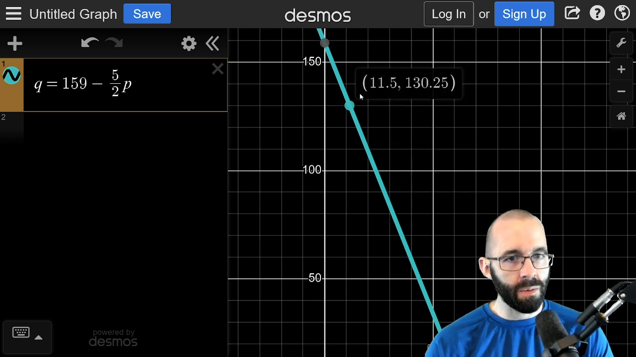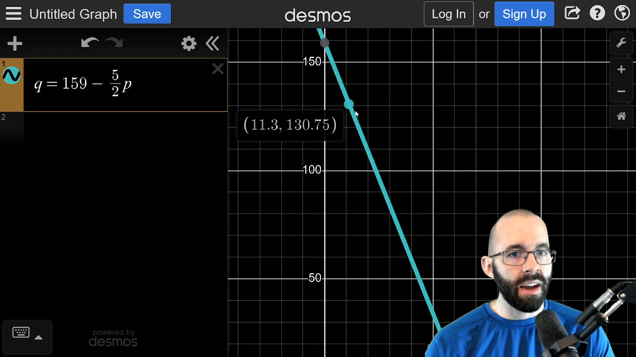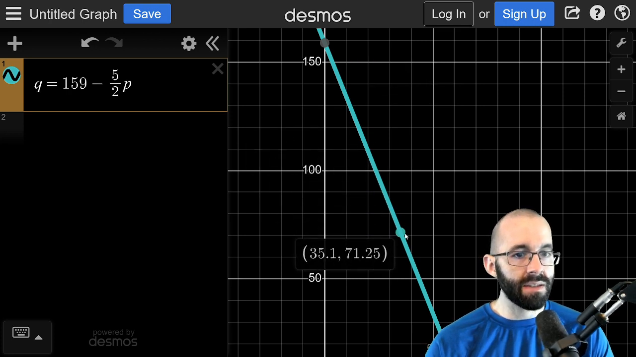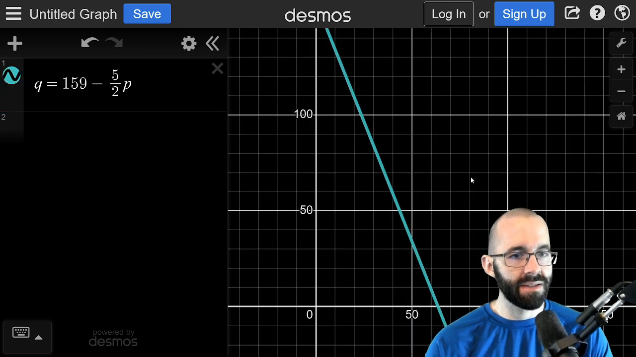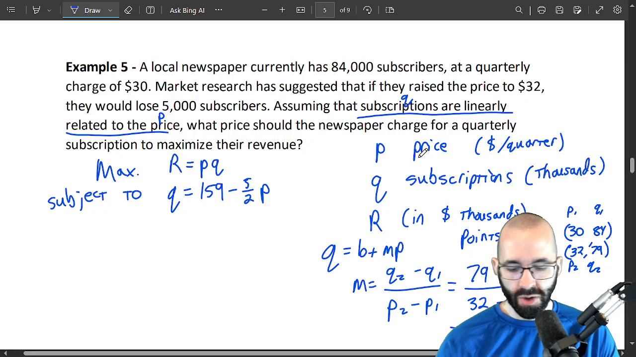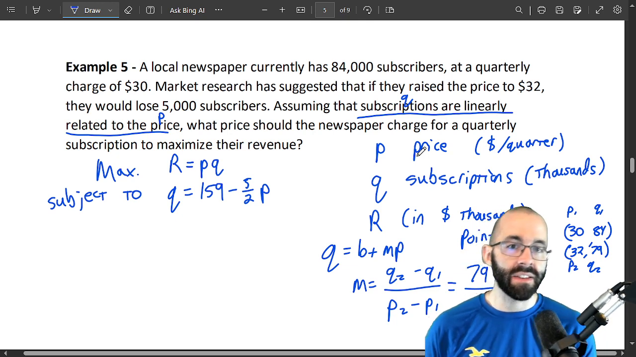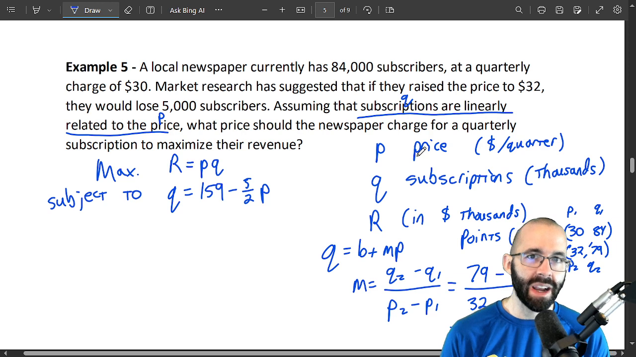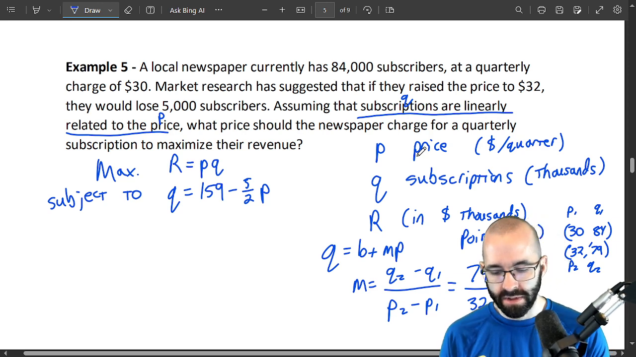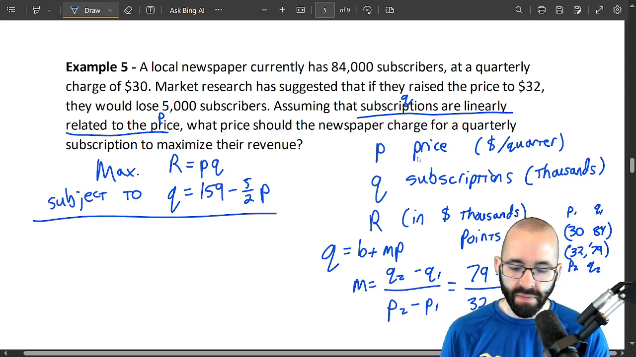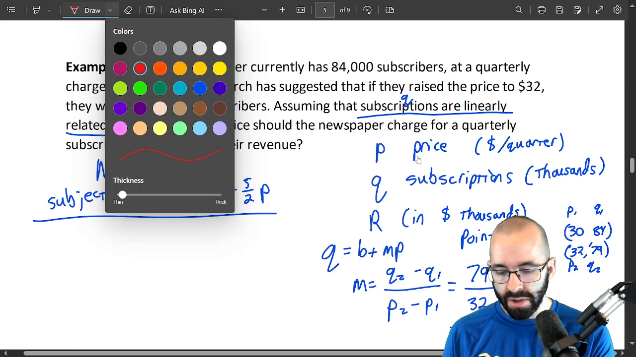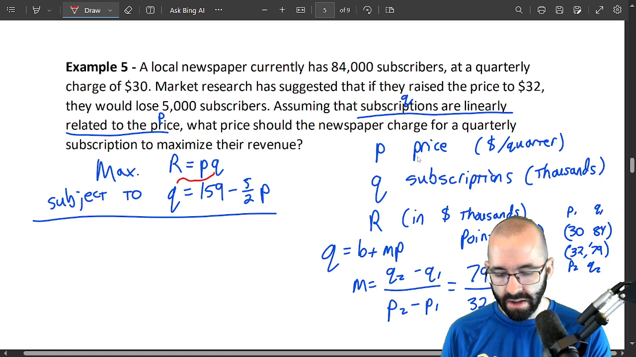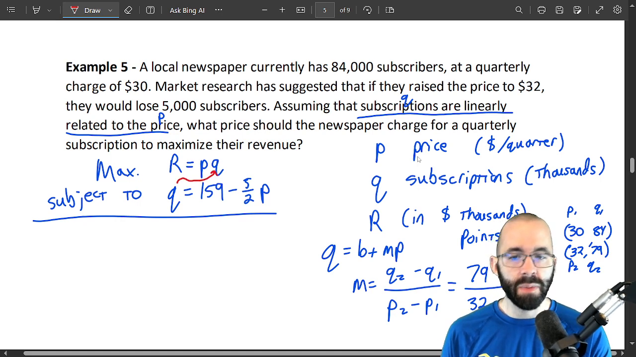You can see the relationship between price and quantity sold. As the price increases, as we go to the right, the subscribers are going to decrease. Cool. So it looks like that's the right demand equation. All right, this is talking about demand right here. So let's substitute. Q is the same thing as 159 minus 5/2 P.